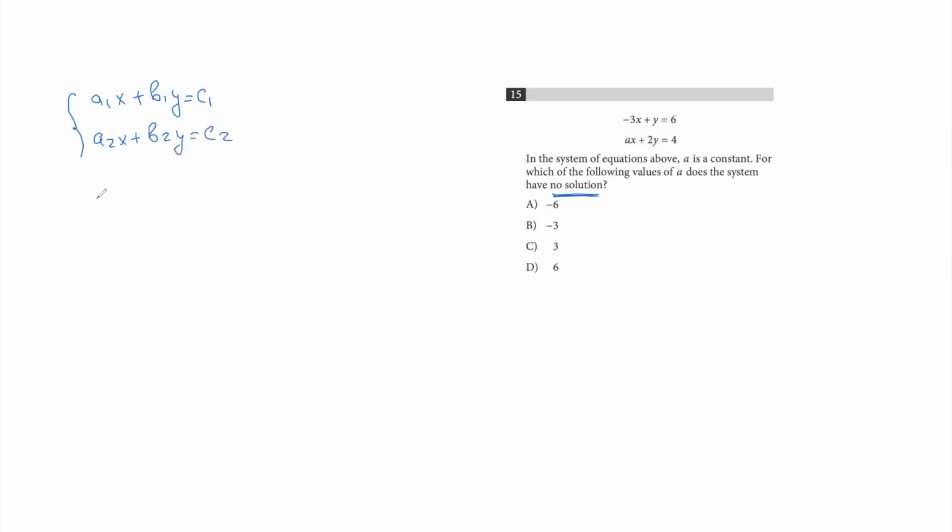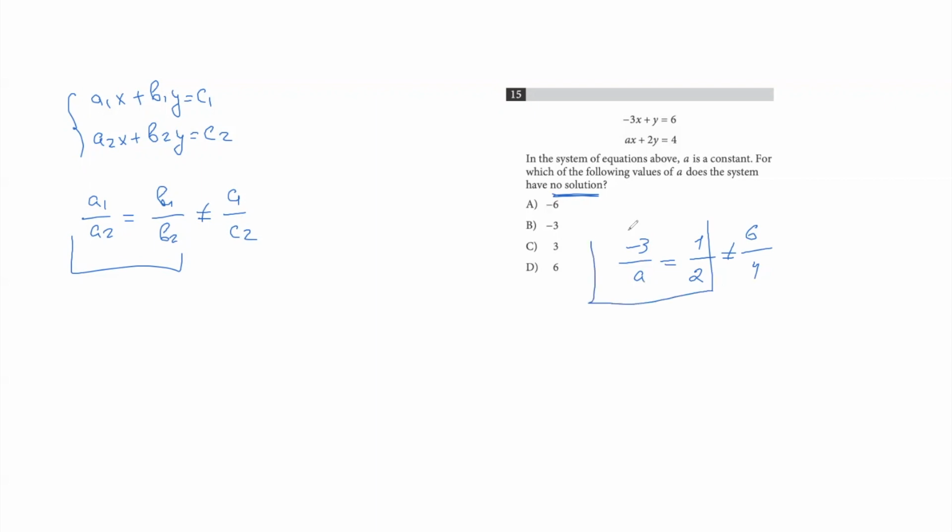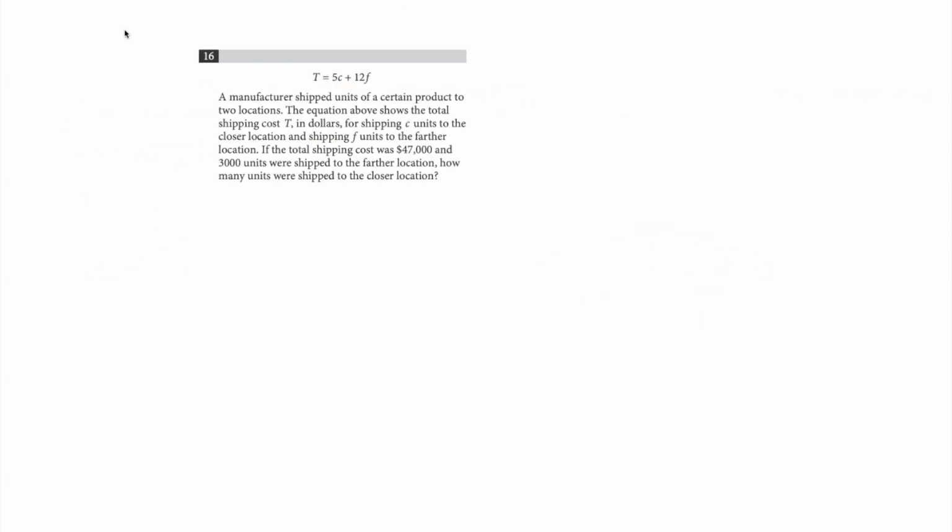The system has no solution if A1 over A2, the coefficient of x, is equal to B1 over B2, the coefficient of y, and is not equal to C1 over C2. So let's see, minus 3 divided by A is equal to 1 divided by 2, is not equal to 6 over 4. This part is not necessary, we focus on this part, cross multiply. A is equal to minus 6. A is the correct answer.